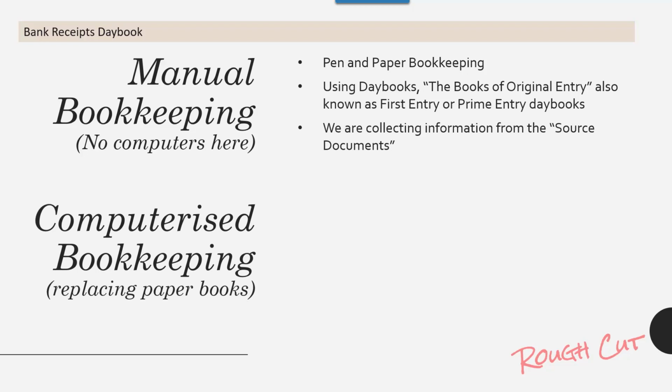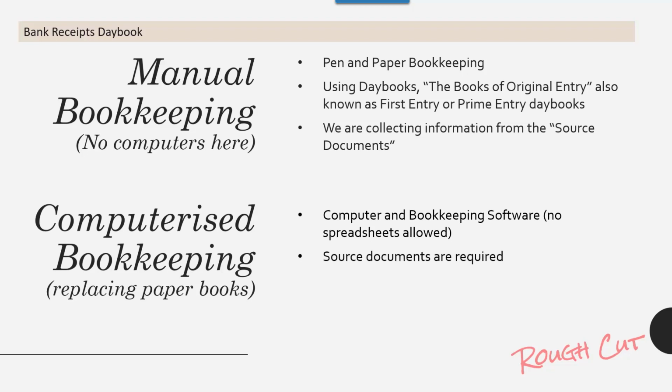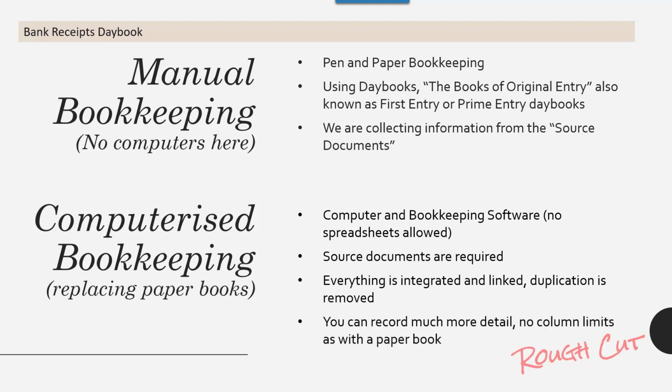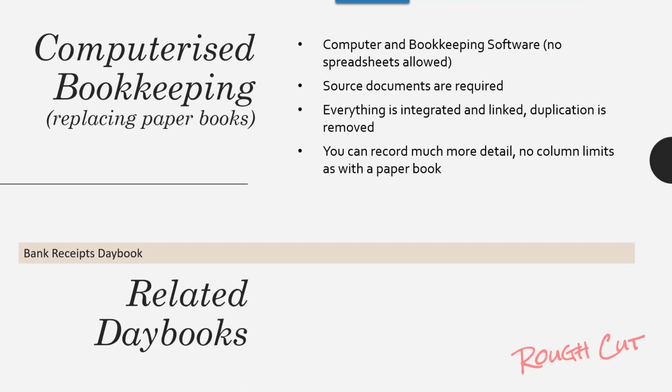Computerized bookkeeping, we're going to replace the paper books. We're going to have computer and bookkeeping software, no spreadsheets allowed. Source documents are required, everything is integrated and linked, duplication is removed. You will record much more detail, no column limits as with a paper book.